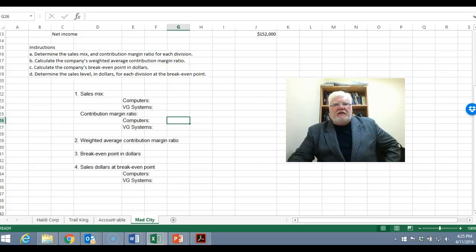So now these problems are in the resources. The template is there along with the solution. So download this and put it right into Excel and try it yourself, or download it and do it by hand. And practice the weighted average contribution margin ratio.